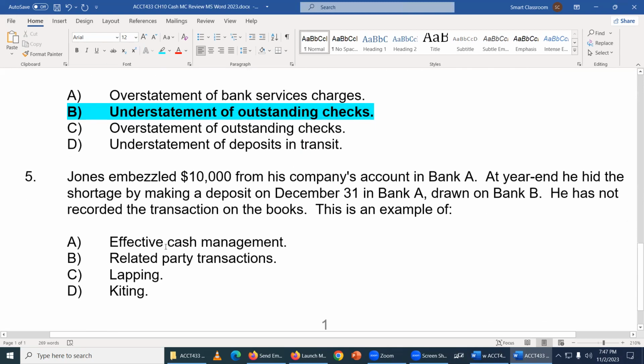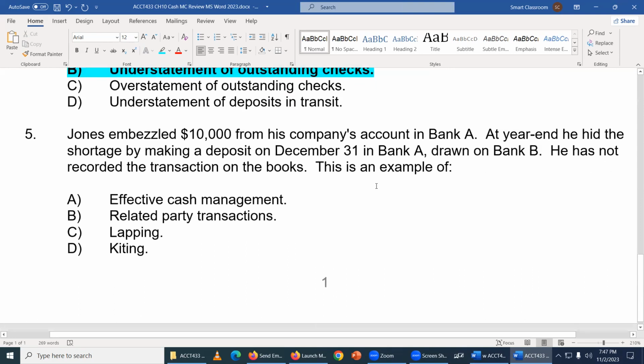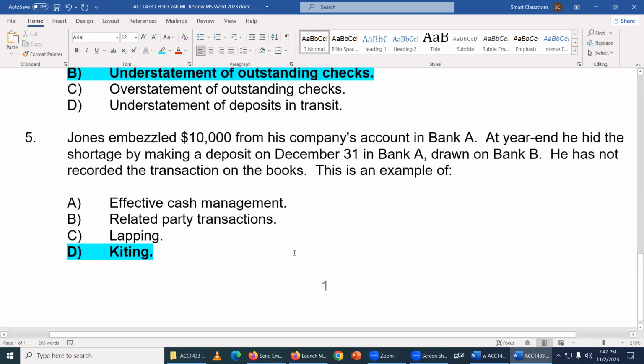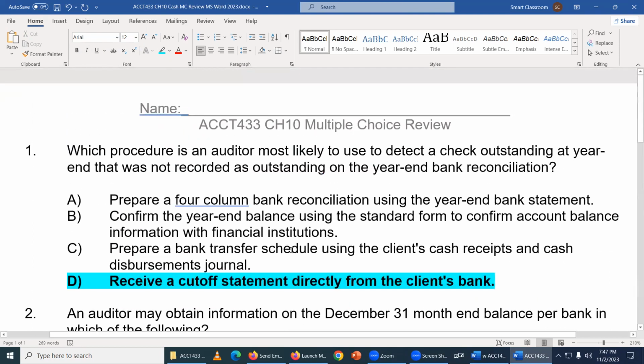That's a tricky one. All right, Jones embezzled $10,000 from his company account in Bank A. At year end, he hid the shortage by making a deposit on December 31st in Bank A drawn on Bank B. He has not recorded the transaction on the books. This is an example of kiting. I was going to say effective cash management, but you know. Okay, very good. I'll give you guys extra credit points for those.